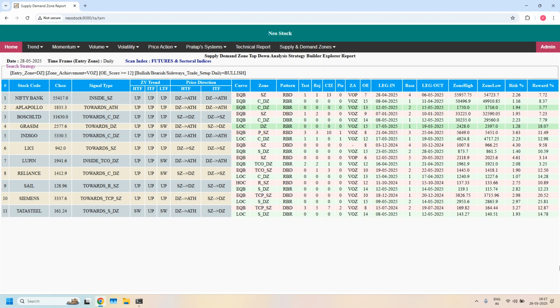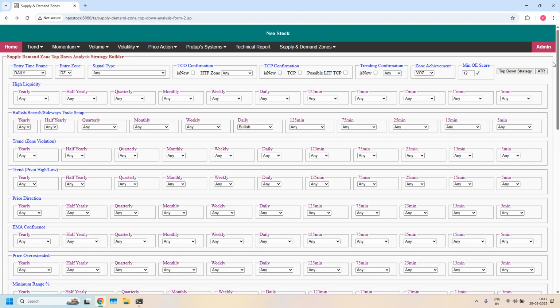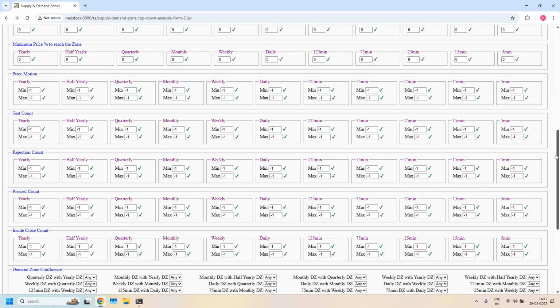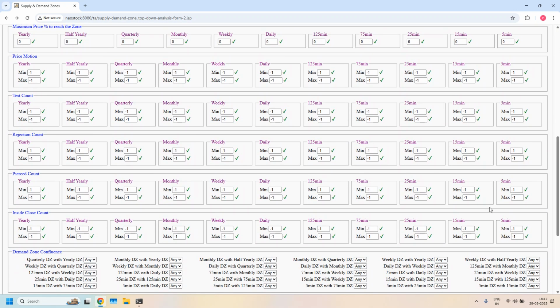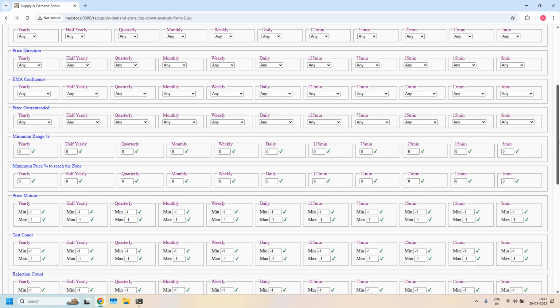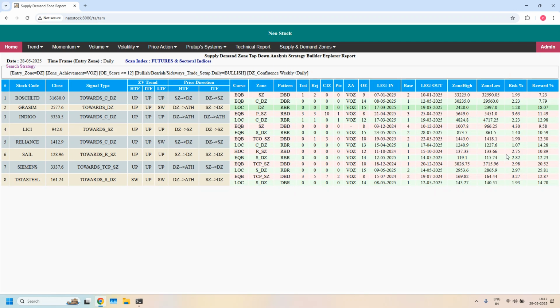Out of these 11 daily demand zones, how many are having even more high probability to get success? That we will filter based on zone confluence. First filter, LTF and ITF demand zone confluence. LTF daily, ITF is weekly. So daily and weekly demand zone confluence. I enable the filter, applying the filter on the 11 stocks. Now we got 8 stocks.